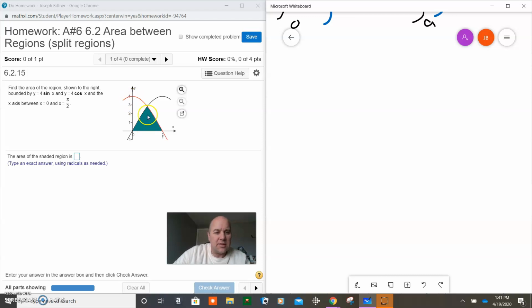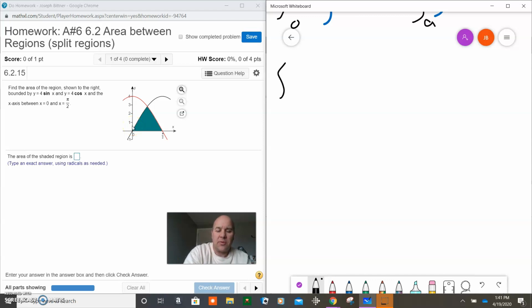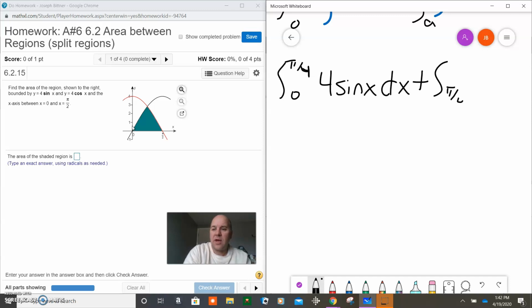So I'm going to do the left side first, this region. Let me get my pen ready here. It's going to be the integral from 0 to pi over 4 of 4 sine of x dx. That's just the left-hand side, plus, and then I have to add the other region, pi over 4 to pi over 2, and it does stop at pi over 2, as you can see here. They even give you the constraint all the way up to pi over 2, so definitely pay attention to that. The constraint is cut off there.